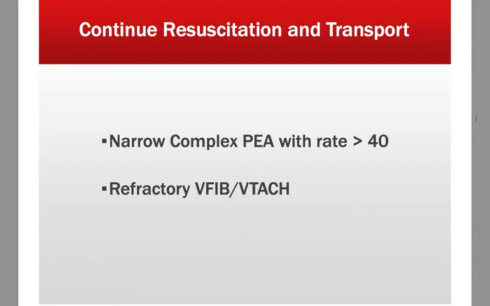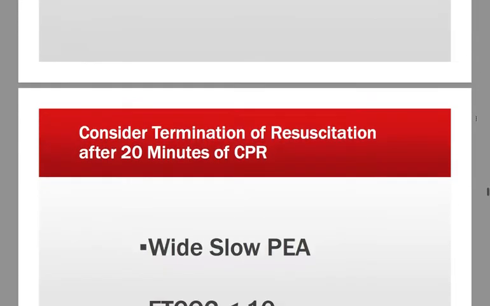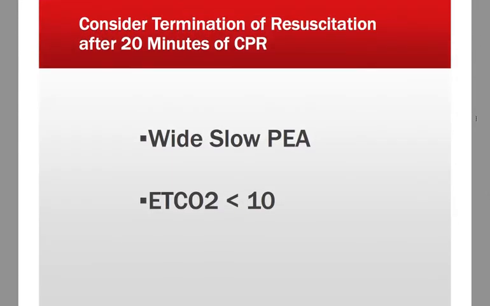The other ones that you want to transport are the refractory VFib or VTach. Your wide, slow PEAs, though, after 20 minutes of CPR, that's a sign of a sick heart. That is probably going to be a heart that has global myocardial dysfunction, acidosis, hyperkalemia, ischemia. Very unlikely that this rhythm is going to be recoverable after 20 minutes of CPR, and that'd be a good candidate for termination.